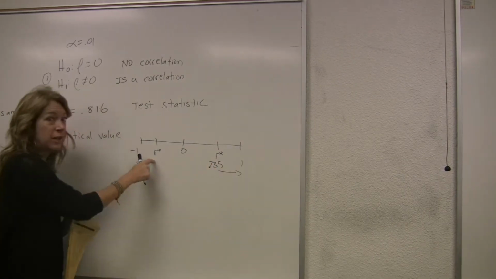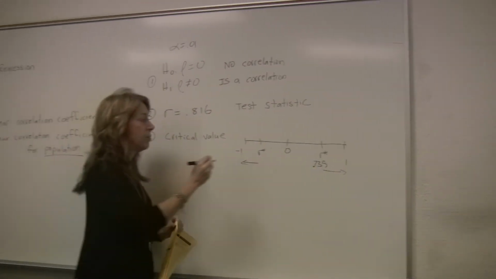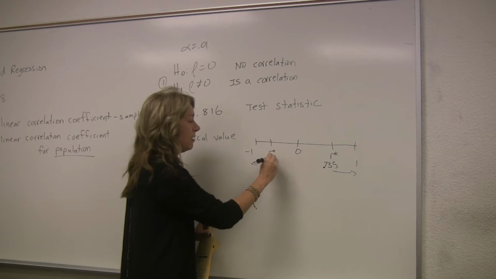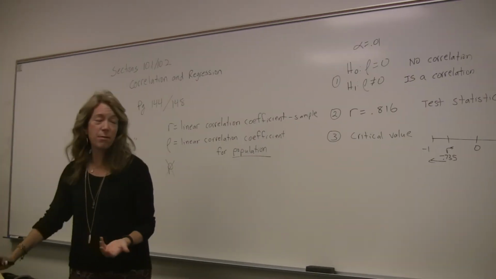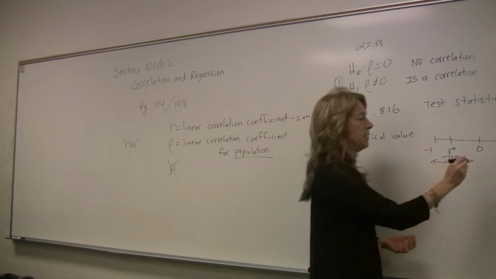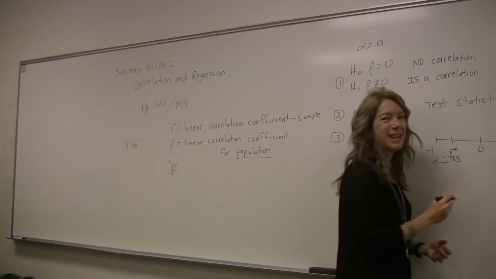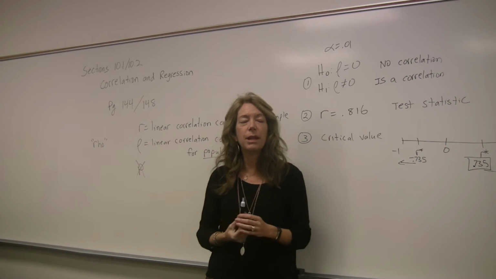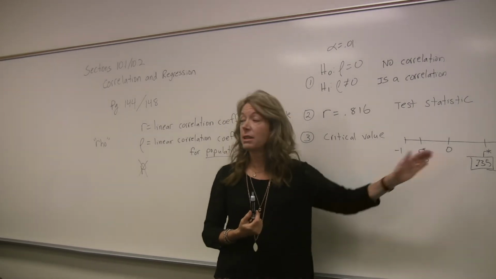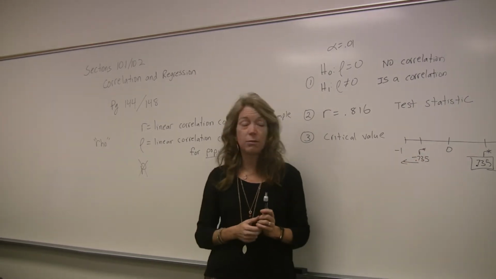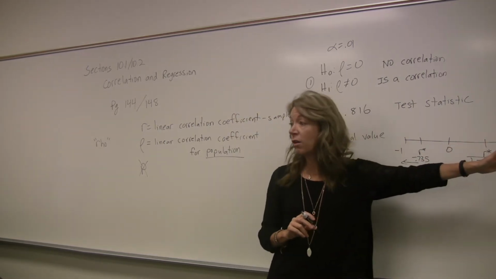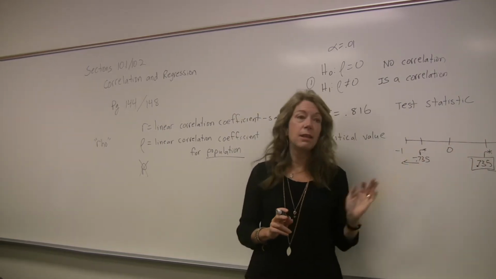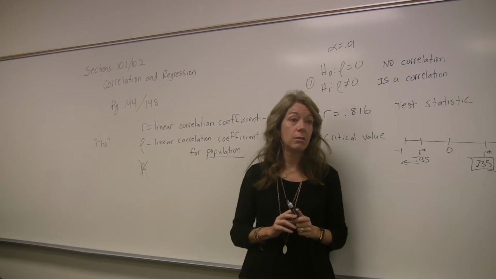Guess what this one is over here? Negative 0.735. Now technically, if you're doing this problem online, they're only going to ask for the positive one, because they want you to take the absolute value, but it's still the same idea. This is the one they're going to ask for online, the positive one. So any R bigger than that tells me we do have a correlation, and if it's not bigger than that, then we don't have a correlation.